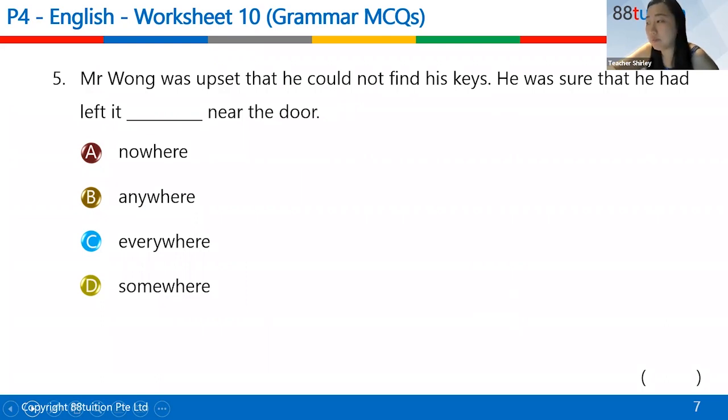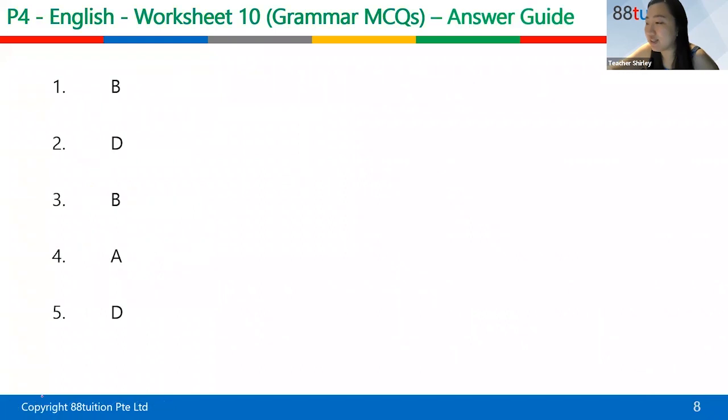Now let's move on to question 5. Mr. Wong was upset that he could not find his keys. He was sure that he had left it somewhere. I think this was quite straightforward, right? It's just somewhere near the door. Nowhere, anywhere, everywhere just don't fit the context.